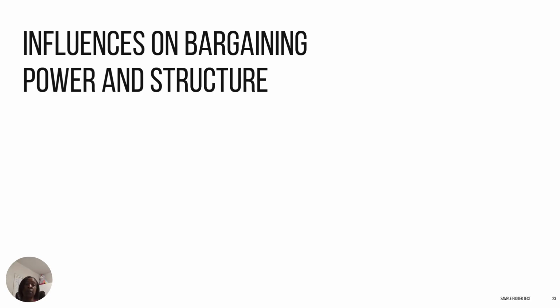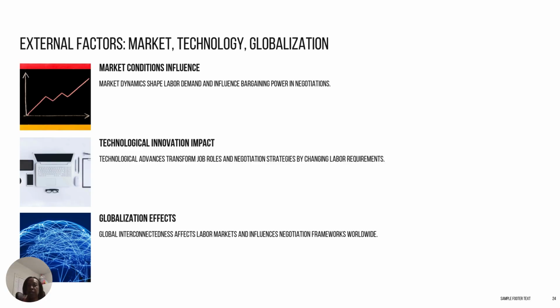Influences on bargaining power and structure. This section examines external and internal factors shaping bargaining dynamics and anticipates future trends and challenges in industrial relations. External factors: market, technology, and globalization. Market conditions, technological innovation, and globalization affect labor demand, bargaining leverage, and the nature of negotiations.